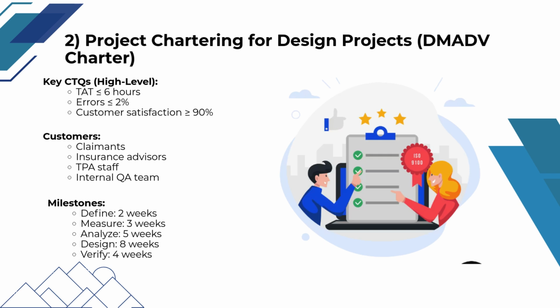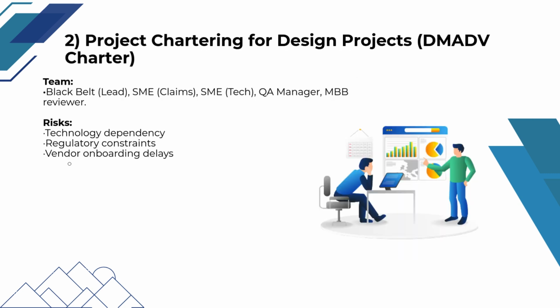In this DMADV project charter, high-level CTQs are defined as a turnaround time of 6 hours or less, error rates not exceeding 2%, and customer satisfaction of at least 90%, with key customers including claimants, insurance advisors, TPA staff, and the internal QA team, and a structured timeline across DMADV phases of 2 weeks for define, 3 weeks for measure, 5 weeks for analyze, 8 weeks for design, and 4 weeks for verify. The project team includes a black belt as the lead, supported by subject matter experts from claims and technology, a QA manager, and a master black belt as reviewer, while key project risks involve technology dependency, regulatory constraints, and potential delays in vendor onboarding.